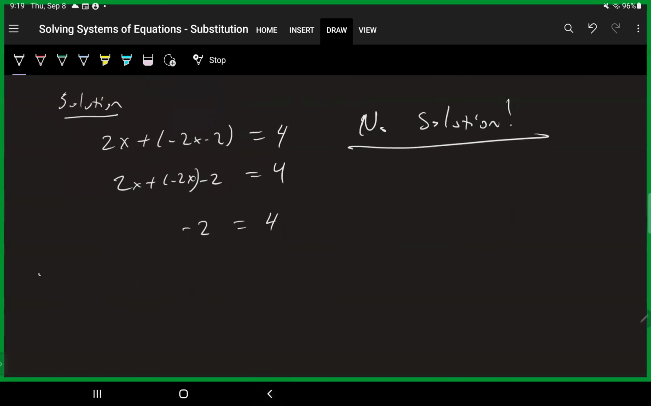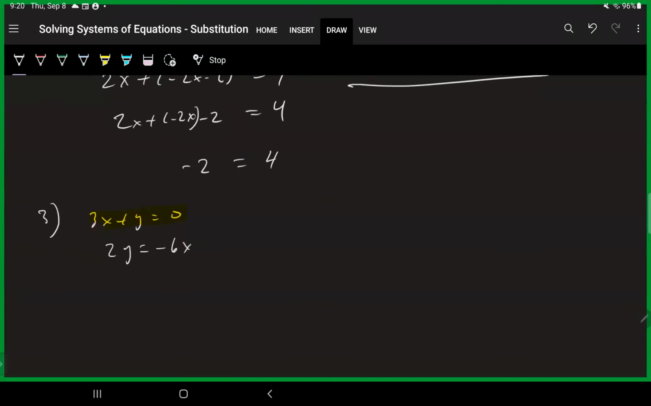Third example, and if you recall, this is the one where we had the same line. So we're going to learn what that looks like in this situation. All right, so again, we're asked to solve by substitution. So I'm going to look at that first equation, just because it doesn't really matter. I'm going to solve that for y.